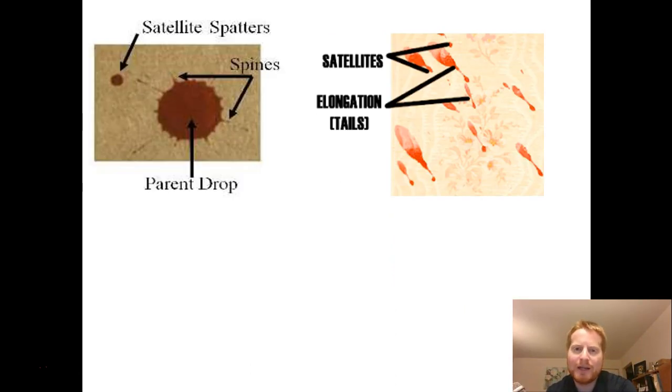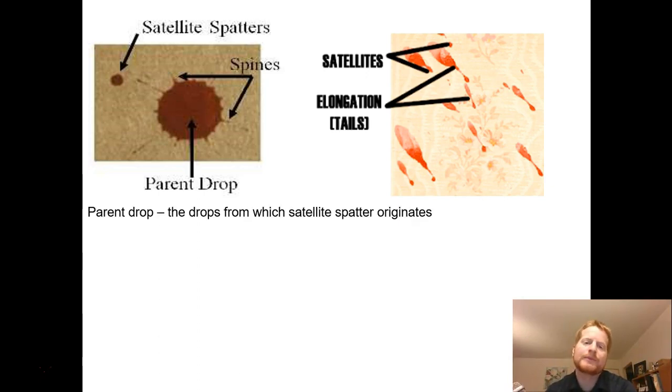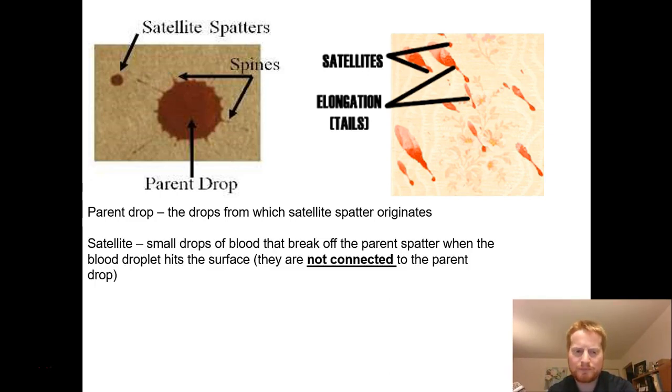First we have to get some of the vocab out of the way. So one of the things we're going to be talking about is the parent drop. The parent drops are sort of like the initial drops. Now this is all happening very quickly, but as the initial drops strike the surface, those first drops are the parent drops. From there are other drops that could be essentially breaking off from the parent drop. So one example is something called a satellite. A satellite is specifically the blood that breaks off completely from the parent drop. So completely separate droplets. You see an example over here. This would have broken off from this parent drop here.